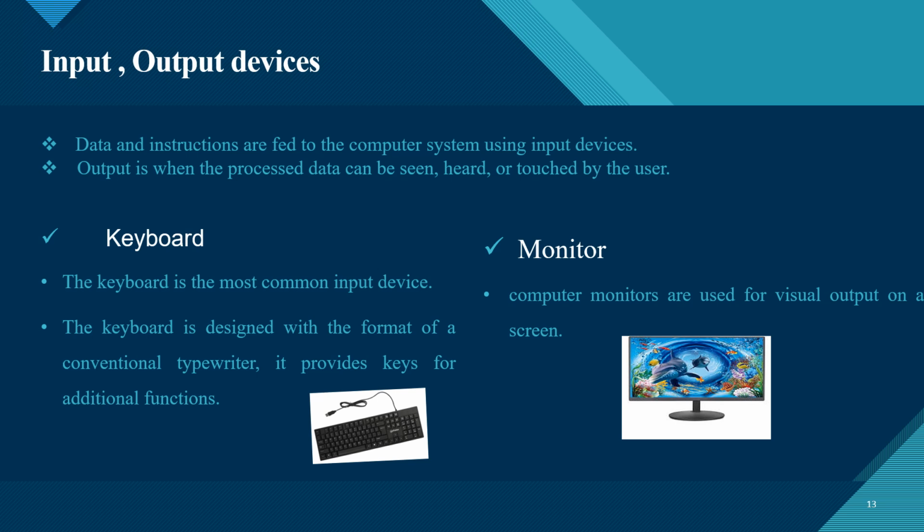For example, the keyboard is a common example of an input device. The keyboard is designed with the format of a conventional typewriter. It provides keys for additional functions. Monitor. It is an output device. Computer monitors are used for visual output on a screen.